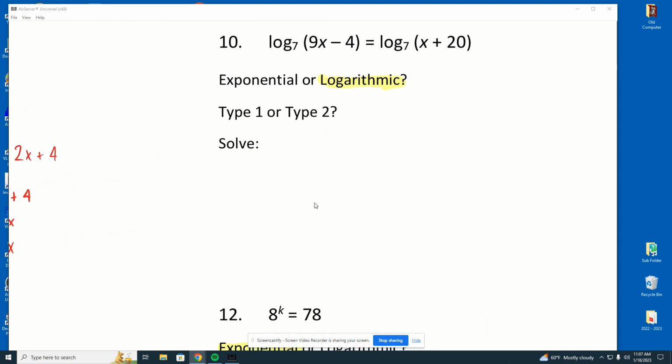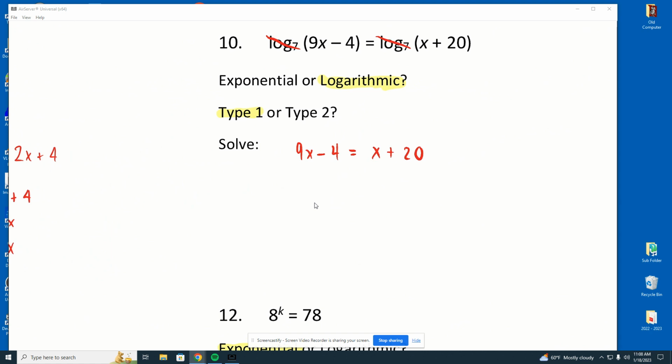Number 10. Like Brayton said, I don't think I'm probably going to require you guys to tell me whether this is type 1 or type 2. That's really more for the review than it is for the quiz. So, it is type 1 of logarithmic equations because log equals a log, which allows us to do what? Drop them off. So we're left with 9x minus 4 equals x plus 20.